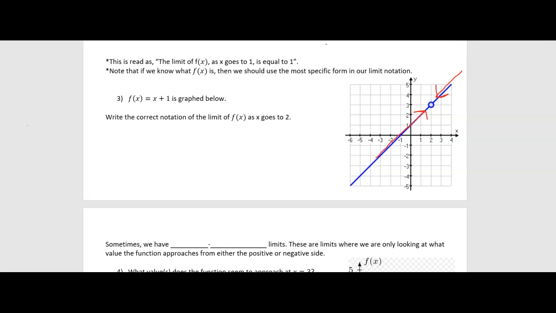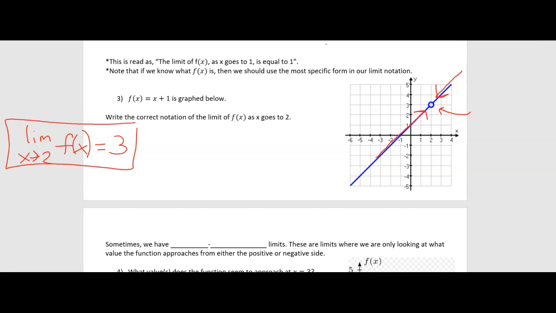And now we're just going to write our notation. So the limit as x approaches 2 of f of x is equal to, and it clearly looks like it's approaching y equals 3. So that would be an acceptable answer. Now, this is not the best way to write this. This would be correct, but there's a more specific way.